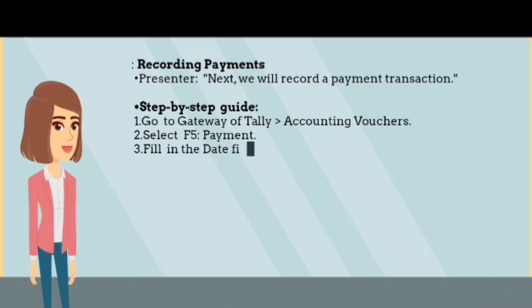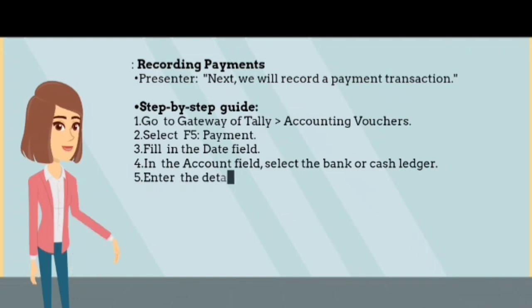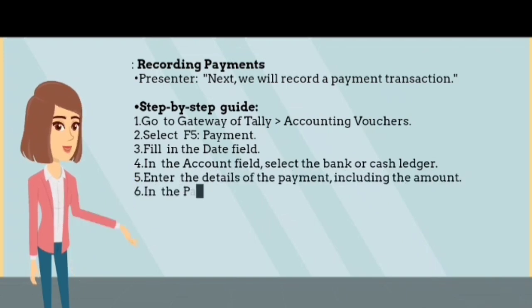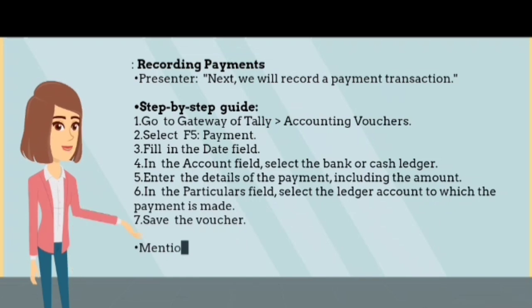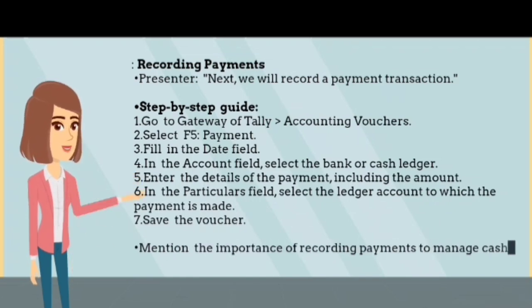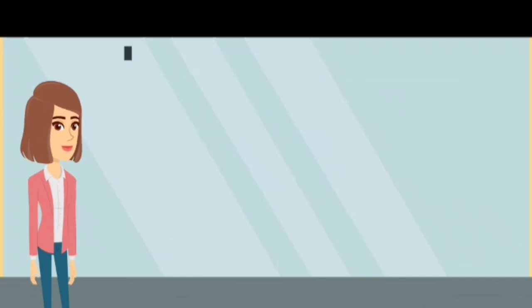Payment. 3. Fill in the date field. 4. In the account field, select the bank or cash ledger. 5. Enter the details of the payment, including the amount. 6. In the particulars field, select the ledger account to which the payment is made. 7. Save the voucher. Mention the importance of recording payments to manage cash flow effectively.